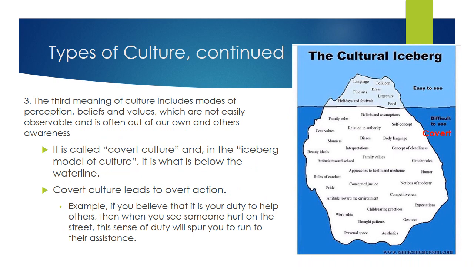The third meaning of culture includes modes of perception, belief, and values which are not easily observable and is often out of our own and others' awareness. It is called covert culture, and in the iceberg model of culture, it is what is below the waterline. Covert culture leads to overt action. So, for example, if you believe that it is your duty to help others, then when you see someone hurt on the street, this sense of duty will spur you to run to their assistance. And not everybody's like that. Not everybody wants to be involved.